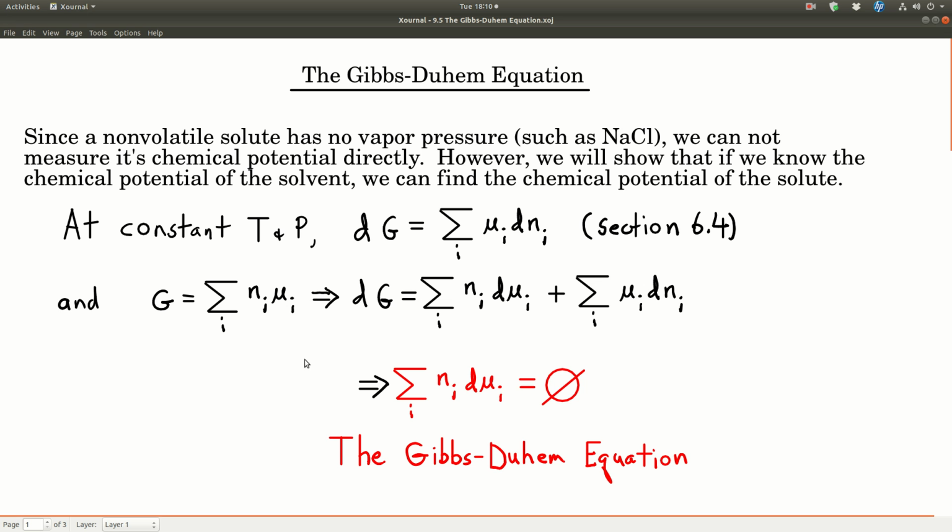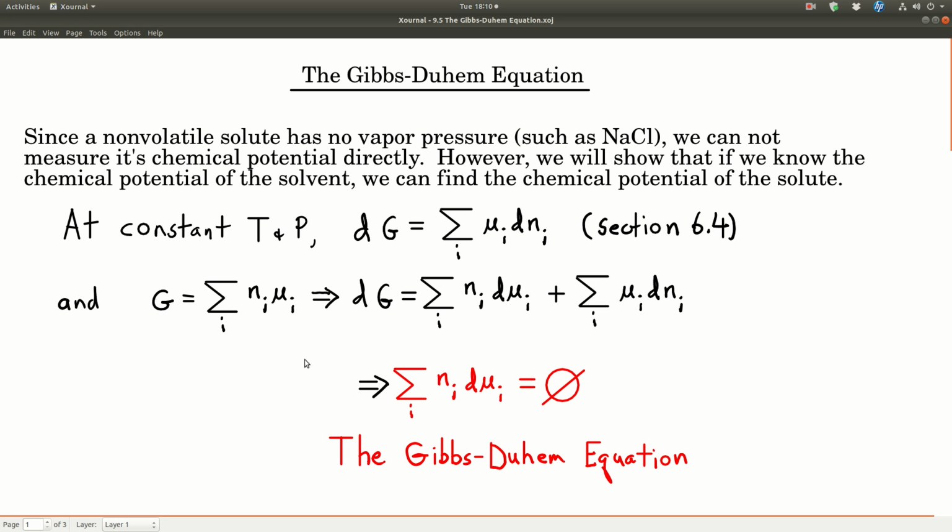Well, if we have a solution where the solute is non-volatile, sodium chloride, sugar, something like that, it has no vapor pressure. We can't measure its chemical potential directly because we can't measure its vapor pressure. However, what we're going to show in this section is that if we know the chemical potential of the solvent, we can find the chemical potential of the non-volatile solute.